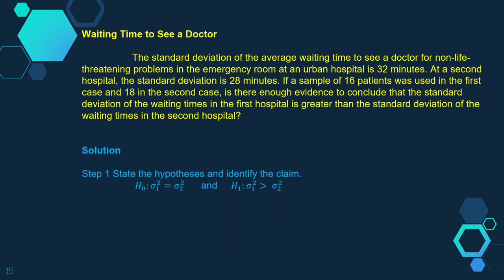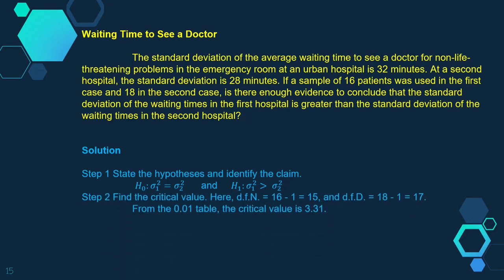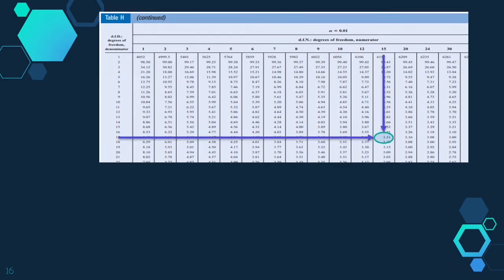Here is the solution. Step 1 is to state the hypotheses and identify the claim, wherein the null hypothesis is sigma squared sub 1 is equal to sigma squared sub 2, and the alternative hypothesis is sigma squared sub 1 is greater than sigma squared sub 2. Step 2, find the critical value. Here, DFN is equal to 16 minus 1, which is 15, and DFD is equal to 18 minus 1, which is 17. From the 0.01 table, the critical value is 3.31. So here is the table. The intersection of 15 and 17 is 3.31.